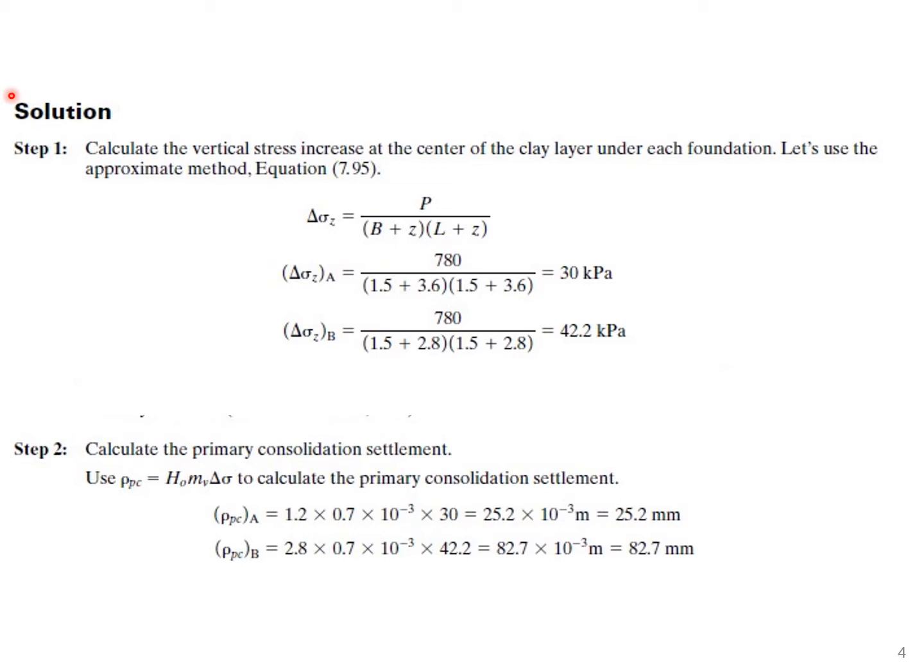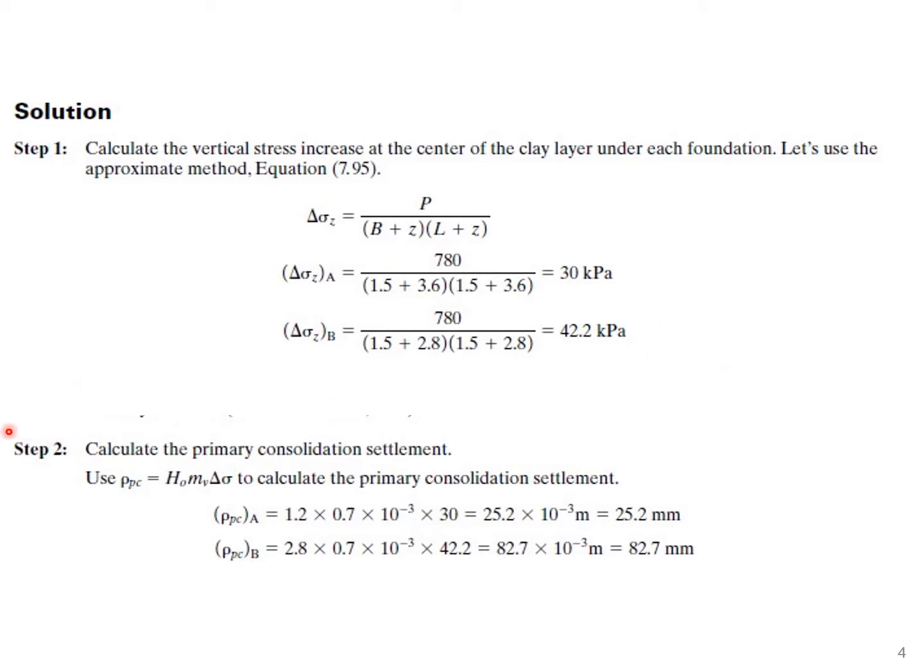The solution, step 1. Calculate the vertical stress increase at the center of the clay layer under each foundation. Let's use the approximate method. So by using that method, by using this formula, we can calculate sigma ZA and sigma ZB, which are 30 kPa and 42.2 kPa respectively.